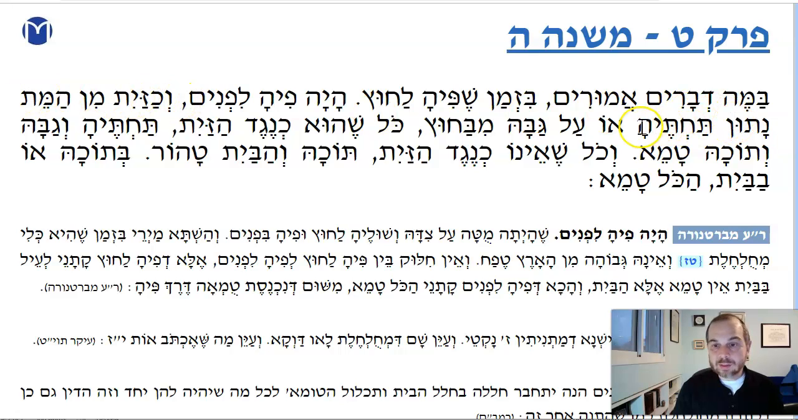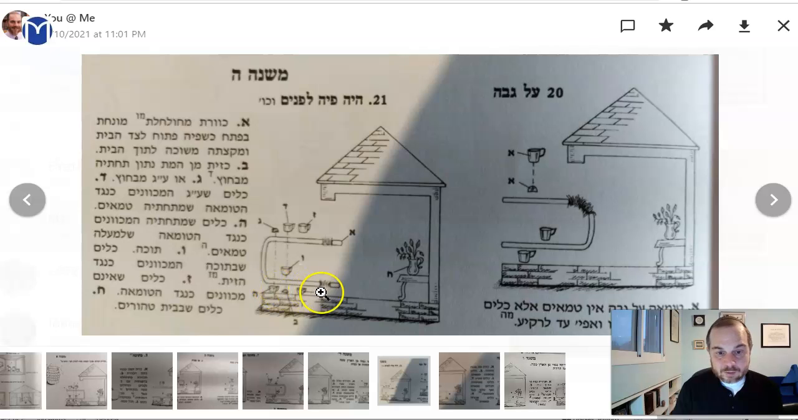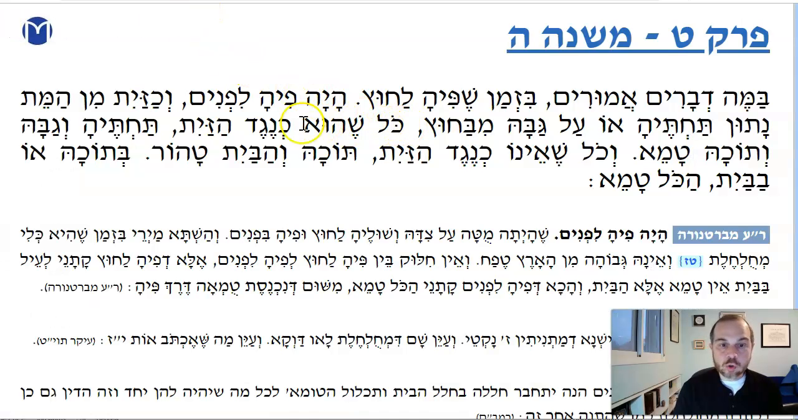Ukizayit min hamet natun tachteha o al gaba mibachutz, outside the house. A kizayit of the met is under it or above it outside. Then again, since it's a kli, remember, it doesn't transfer, and again, it's less than a tefach off the ground. So you have a kizayit min hamet outside, under or above it. Since it's a kli, it cannot enter. It doesn't enter into the kaveret itself. So therefore, the Mishnah says, "Kol shekeneged hazayit."